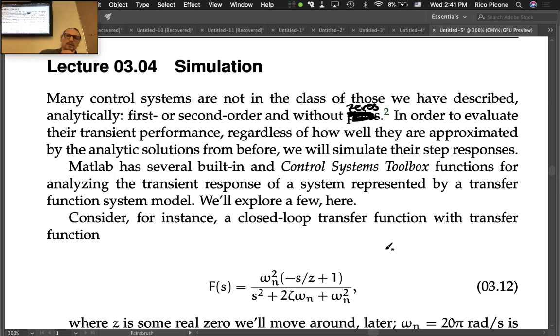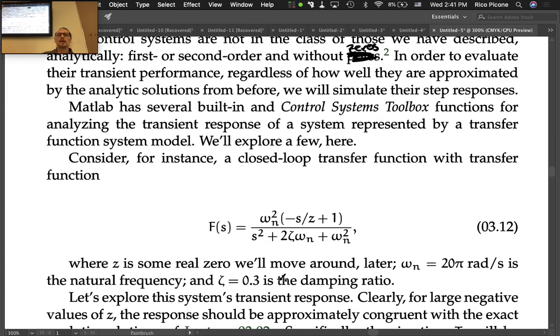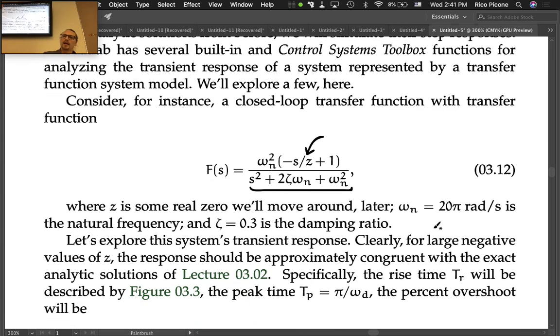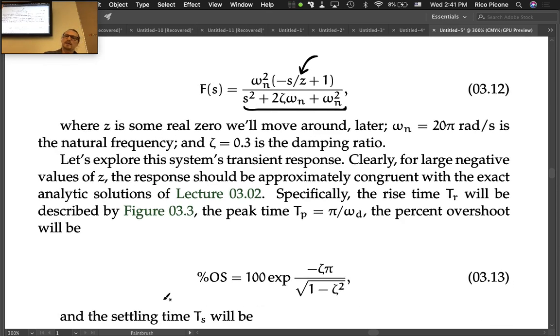MATLAB has several built-in control system toolbox functions for analyzing the transient response of a system represented by a transfer function system model. We'll explore a few here. Consider, for instance, a closed-loop transfer function with this being the expression. Notice that it's second order, but it's got a zero here, and z is what's representing the zero, where z is some real zero we'll move around later. Omega n is some given value, 20 pi, and the damping ratio is 0.3, so it's underdamped. Let's explore the system's transient response.